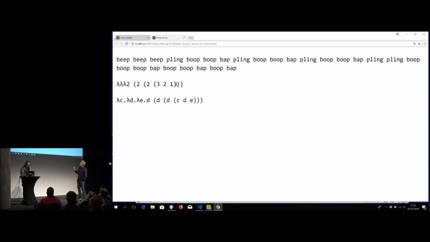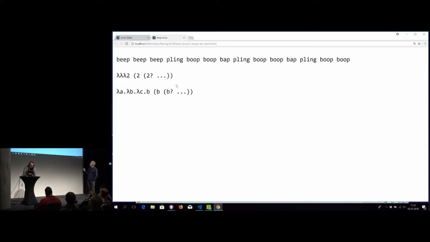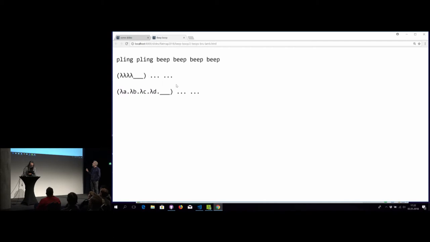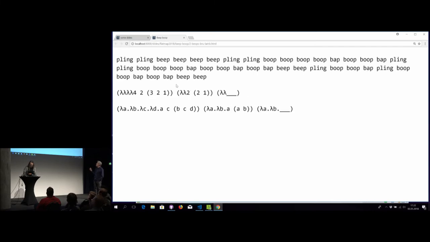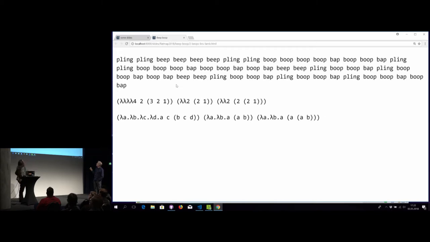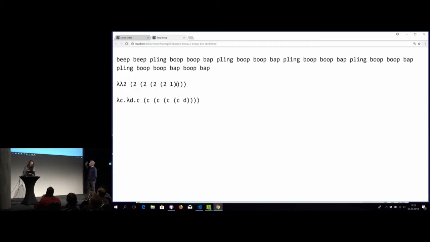Yeah, the de Bruijn one I find hard to read, but it's not exactly the right number. I might have made some mistake during this. It's bling bling, beep beep beep beep, bling bling, boop boop boop boop, boop boop up, bling bling, boop boop up, boop boop up, boop up. Does that look better? Yeah, it looks pretty good. 3, 2, 1. Yeah, yeah.